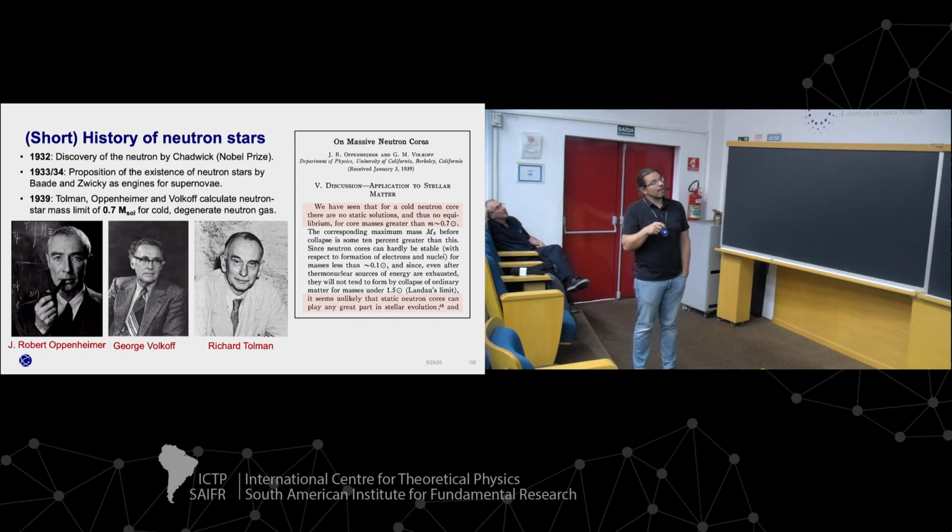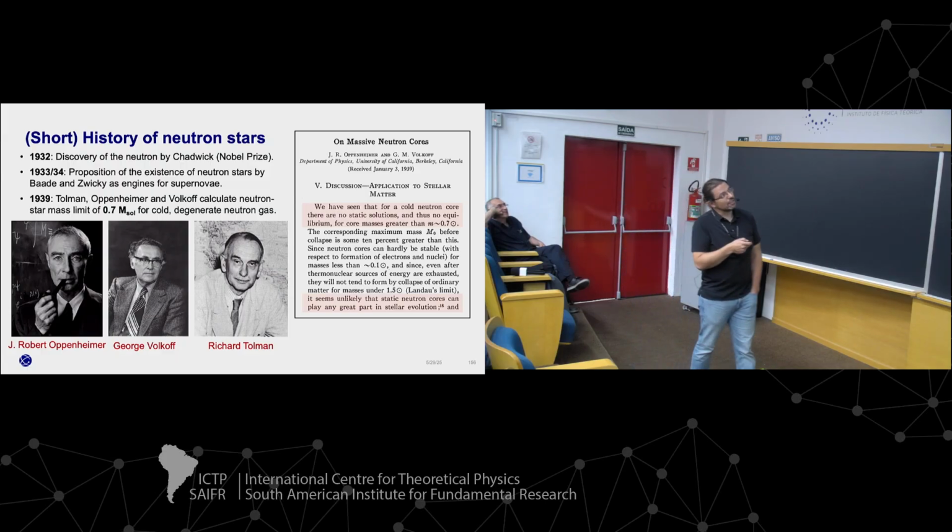But they derived these equations, and they solved for the properties of a neutron star, and they found that the maximum mass that a neutron star could have is 0.7 solar masses. And they used what we derived before, this free Fermi gas of neutrons. That was the equation of state they used. And so they published this paper where they said, we have seen that for a cold neutron core, there are no static solutions for core masses greater than 0.7 solar masses. It seems unlikely that static neutron cores can play any great part in stellar evolution.